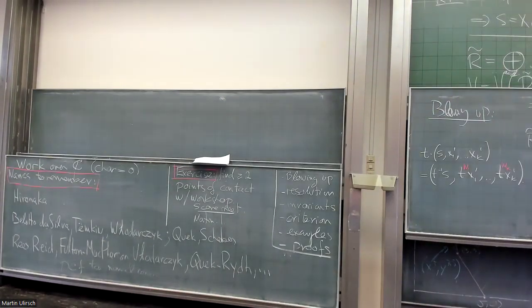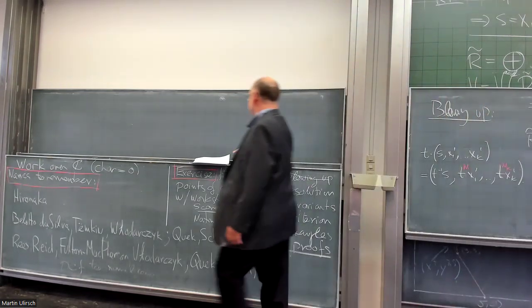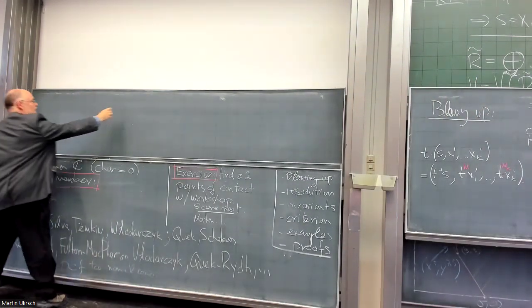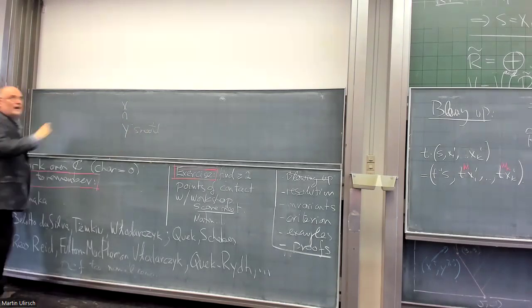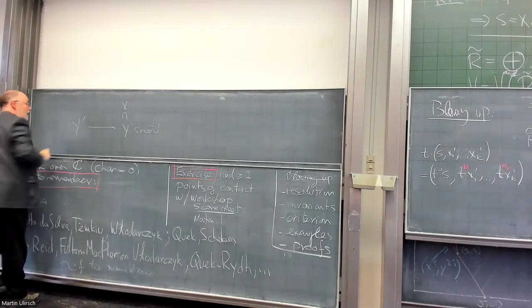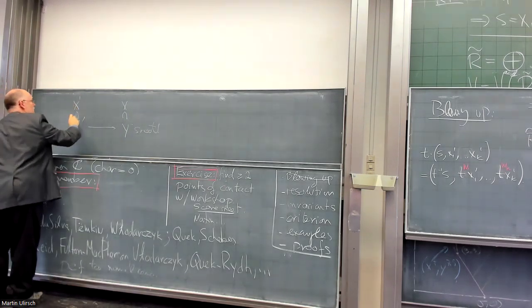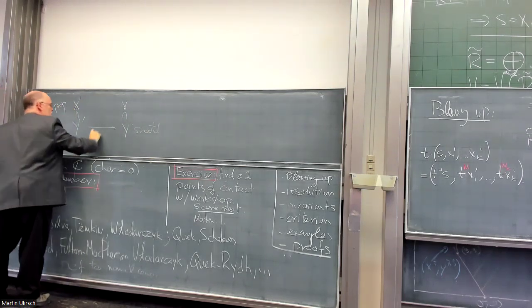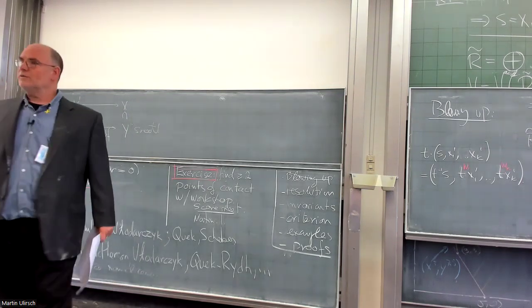So I need to tell you what resolution of singularities is. I told you blowing up. Almost half the time is gone. What is resolution of singularities? I do embedded resolution of singularities. I have a singular variety inside a smooth Y. That's why I called Y the ambient space. An embedded resolution of singularity is a modification, proper birational. And if X prime is the proper transform, then I want X prime to be non-singular.